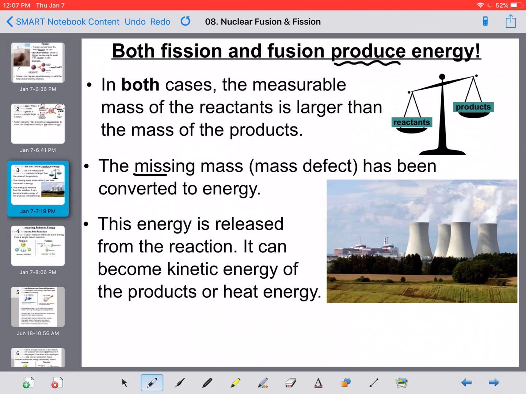Remember that we call that missing mass the mass defect. Now the mass isn't really missing, it's actually just been converted to energy. That energy is released from the reaction, and you can actually use that energy to generate electricity. That's how a nuclear power plant works. So the energy can become kinetic energy of the products, or it can become heat energy.